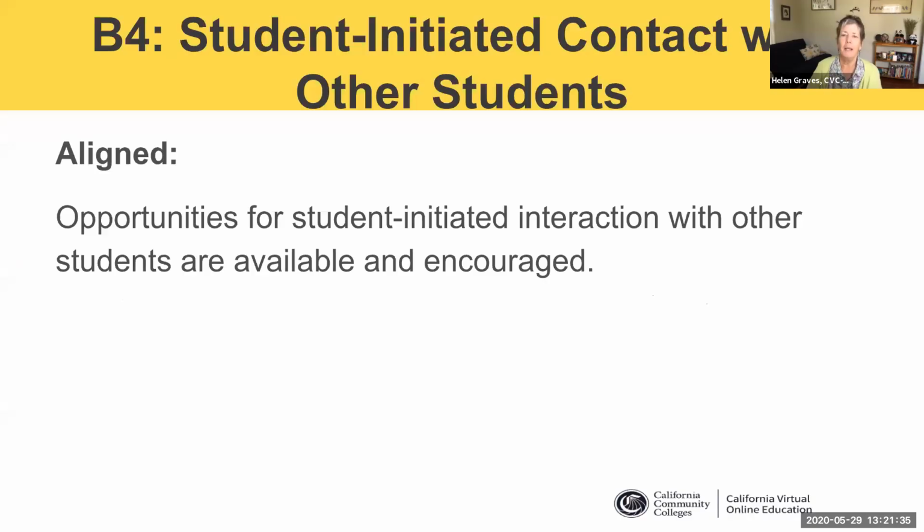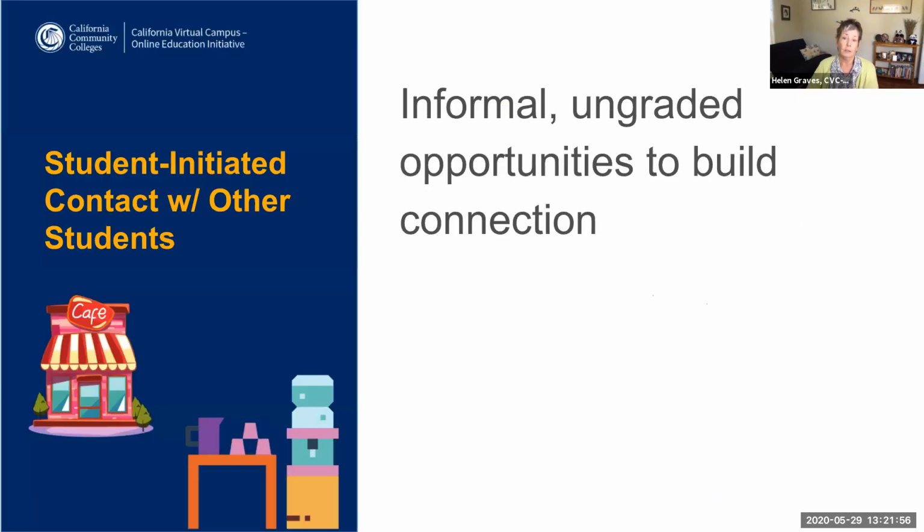All right, moving on to B4, student-initiated contact with other students. This rubric item is referring to what you might call unstructured or informal opportunities for student interaction. With asynchronous learning, there really is no before or after class, when a lot of that kind of community building often occurs. You know, you're walking by somebody's desk and you say, hey, did you catch the game last night or whatever it is?